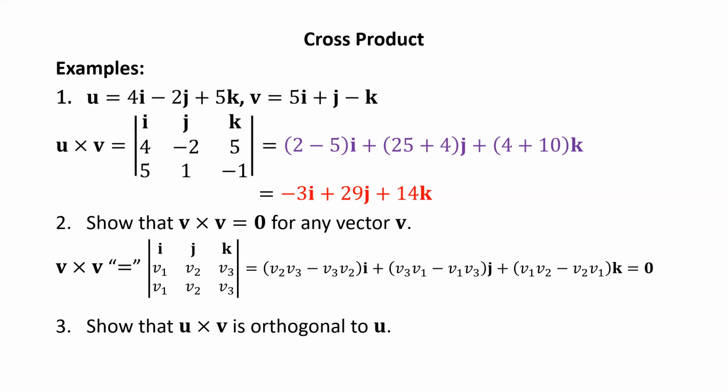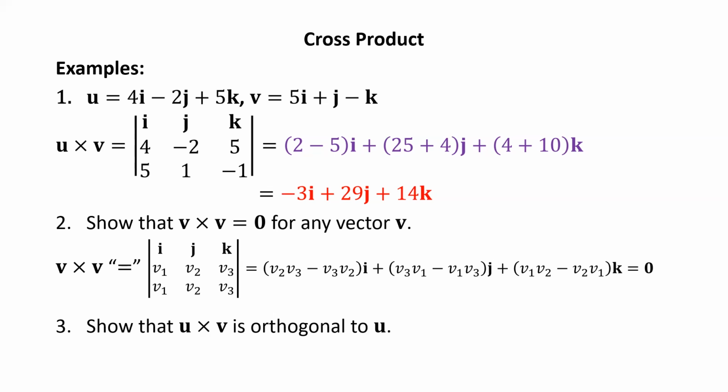Okay, so when we write this out, we have v2 v3 i minus v3 v2 i, right? And for the j component, we have v3 v1 minus v1 v3. And for the k component, we have v1 v2 minus v2 v1. And we see that all three components wind up being 0, so we wind up with the 0 vector.